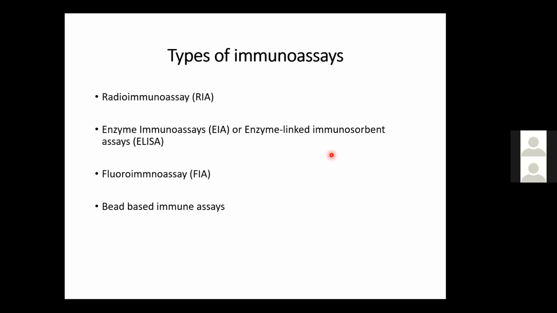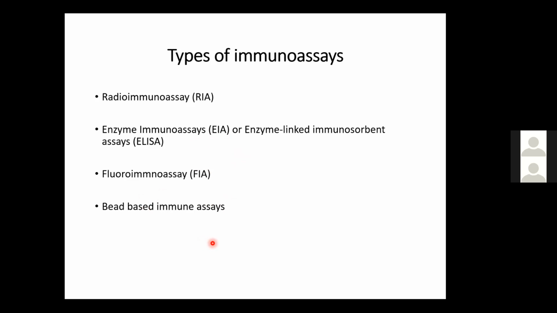In older assays, we had the radioimmunoassays, using a radioactive isotope and quantifying our antigen based on radioactivity. You also have an enzyme immunoassay. This is the commonly used ELISA method. There are different types of ELISAs, so we'll also briefly go through those. And there's the fluoroimmunoassay. And lastly, I've included one of the newer types of assays, which are known as bead-based immunoassays.